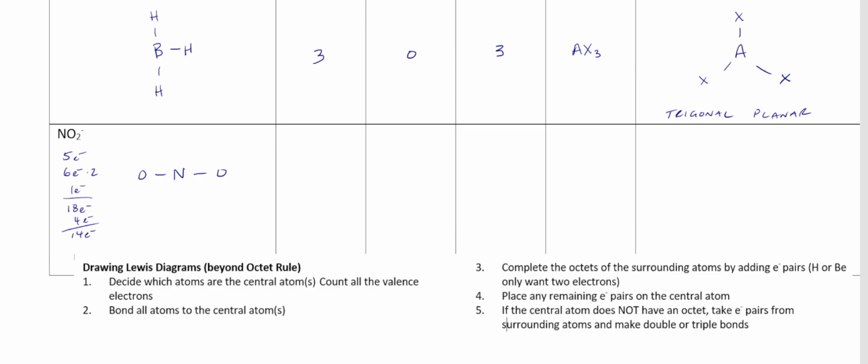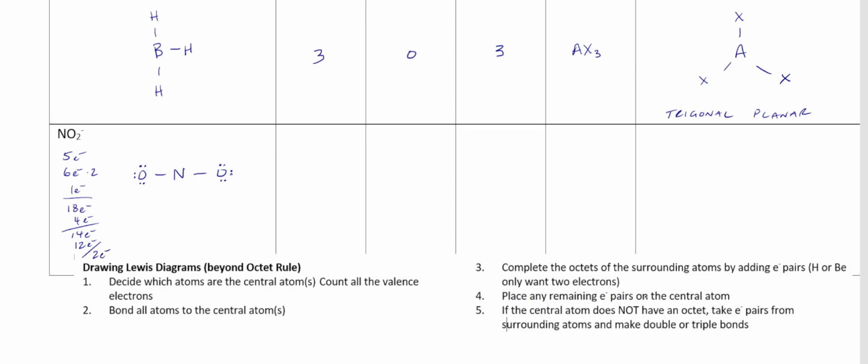Step 3, complete the octets of the surrounding atoms. An octet means that it has 8 electrons around it, oct being the prefix for 8. So I look at my surrounding atoms like oxygen, and I'm going to complete these octets. Okay, so 2, 4, 6, 8. Yep. 2, 4, 6, and then with the bond pair, that's 8. So I placed about 12 of these electrons. So now I have 2 electrons left over.